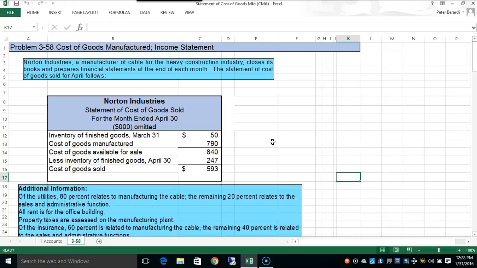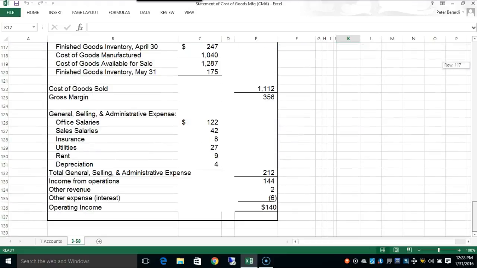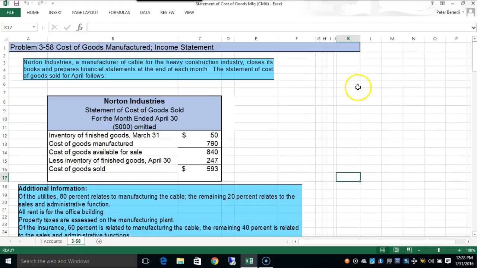So what I want to do is present this problem to you. And the reason why I chose this problem is because this problem, according to our text, is CMA adapted, meaning that you're likely to find a problem like this on the CMA exam, which is a Certified Managerial Accounting exam. Not as prestigious as the CPA, but it's basically the manufacturing sector response to a CPA, and it is quite a challenging exam.